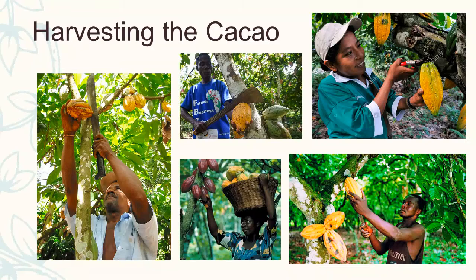On this slide, you can see photos of all different people harvesting cacao pods. These pods are harvested 2 times a year. The pods are removed from the tree, as you can see in the photos, and split open so that the seeds can be removed. Every cacao tree can produce about 2 to 3 pounds of beans every year.